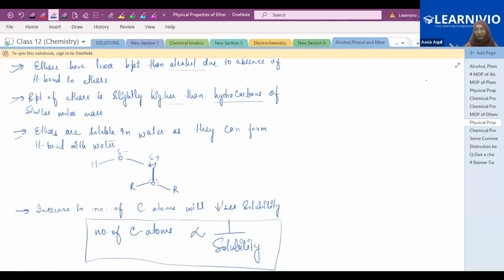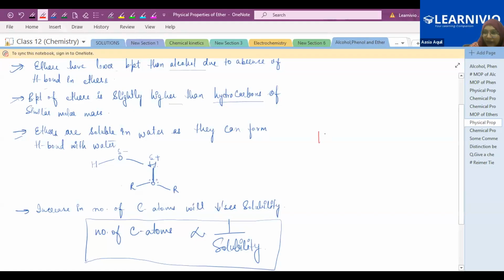Suppose you take the ether and add it to water. You are just trying to solubilize it in the water. Ethers are soluble in water because they can form hydrogen bond with water. They form hydrogen bonds with water. So that's why ethers are soluble in water. Now see how they are soluble.